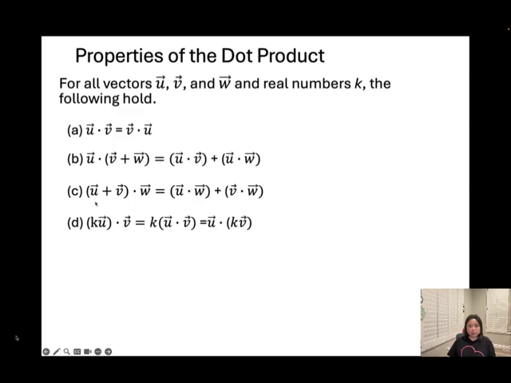And then k, that is a real number. I could just take care of the dot product and then times k, or I could times k and v first and then use the dot product. 0 dot a vector will be equal to 0. Last one. Vector u dot vector u will be equal to the magnitude of u squared.